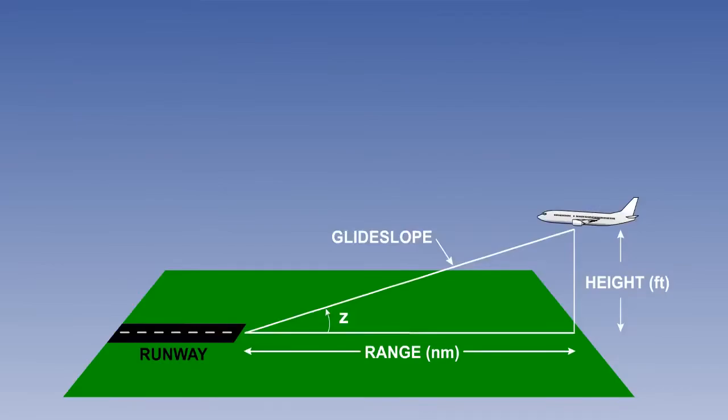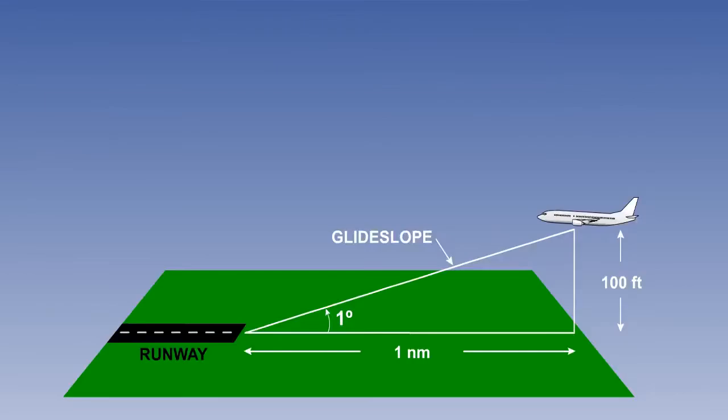Angle Z represents the angle of the required glide slope. Using the 1 in 60 rule, if Z is 1 degree, when the range is 60 feet, the height is 1 foot. Multiplying through by 10, 600 feet range will give 10 feet of height. Multiplying again, at 1 mile range on a 1 degree slope, the height should be 100 feet.